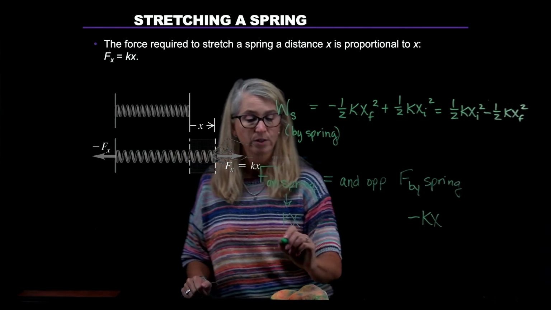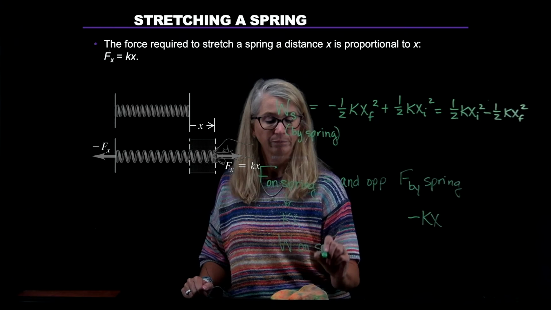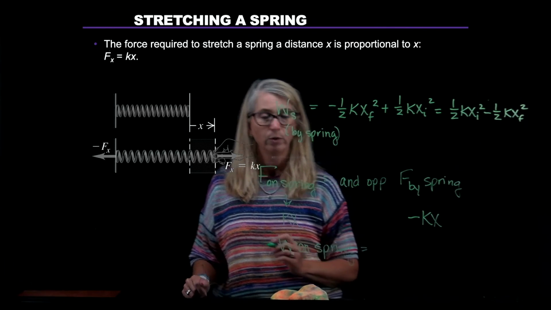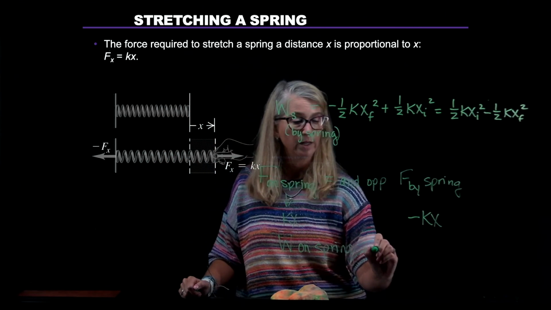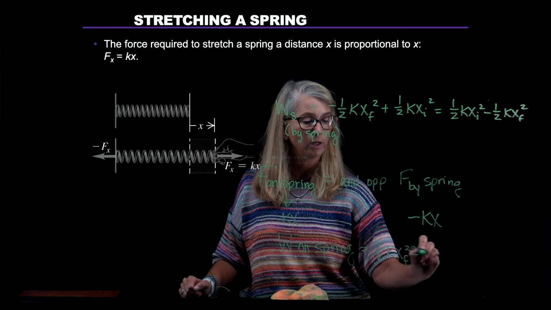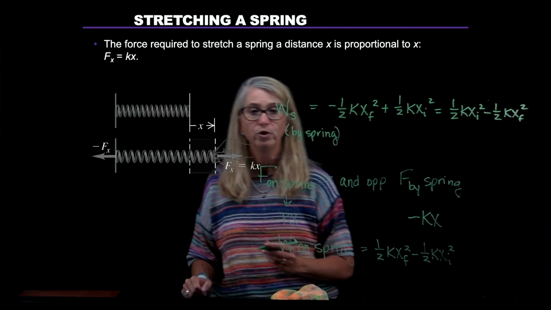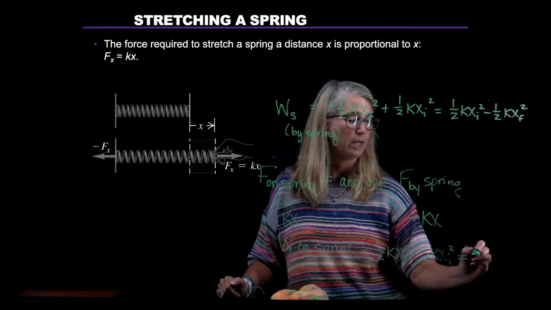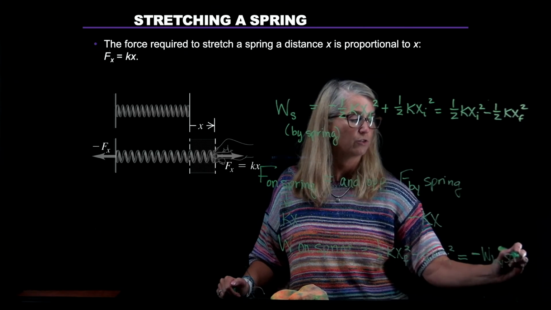In that case, we could say that the work done on the spring, and this is as we stretch it or compress it, would be equal to 1/2 kx final squared minus 1/2 kx initial squared, which you notice is equal to minus the work done by the spring, which we had found previously.